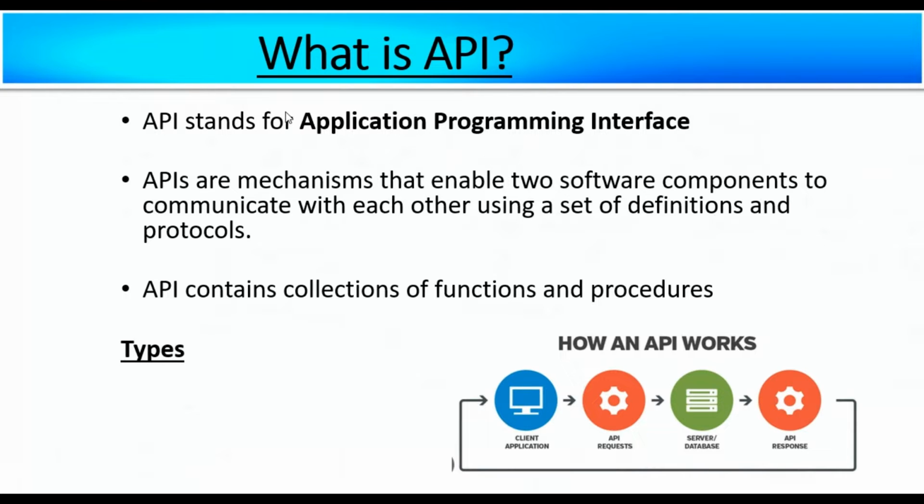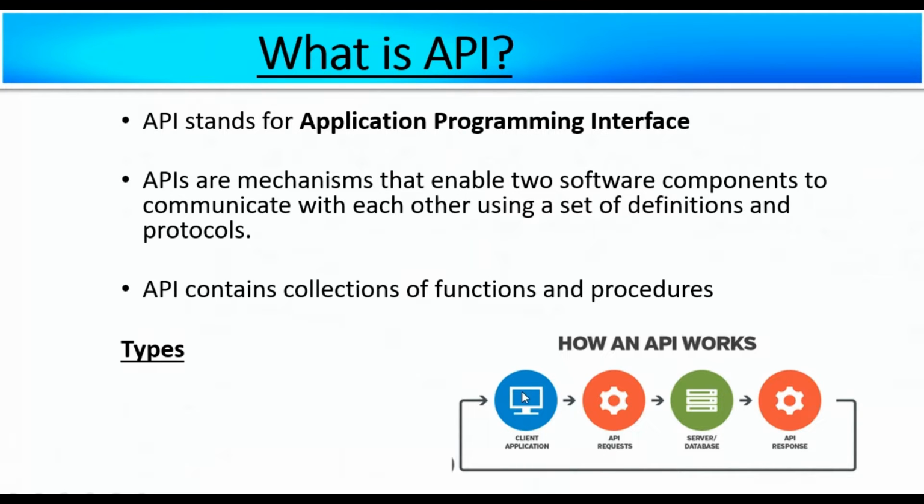API stands for Application Programming Interface, and these APIs are the mechanisms that enable any two software components to communicate with each other by using a set of protocols and a set of definitions. So any API contains a collection of functions and procedures. So that's all about the API, and let's discuss how exactly this API works.